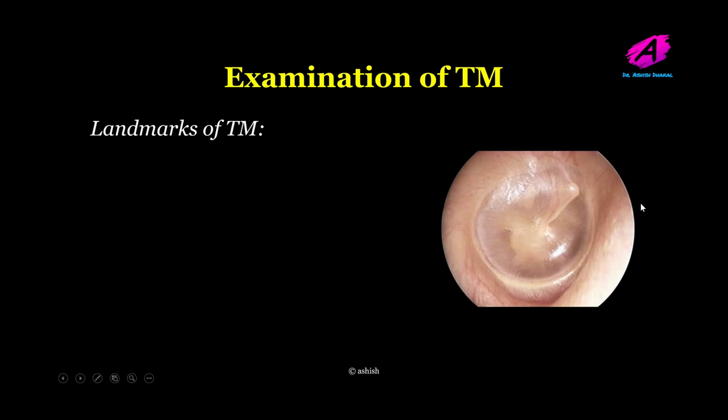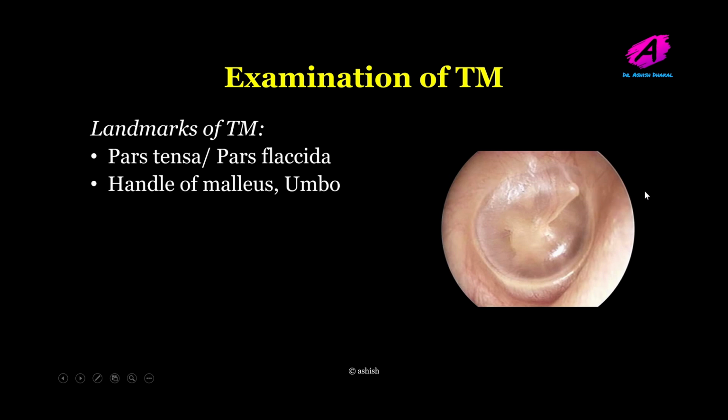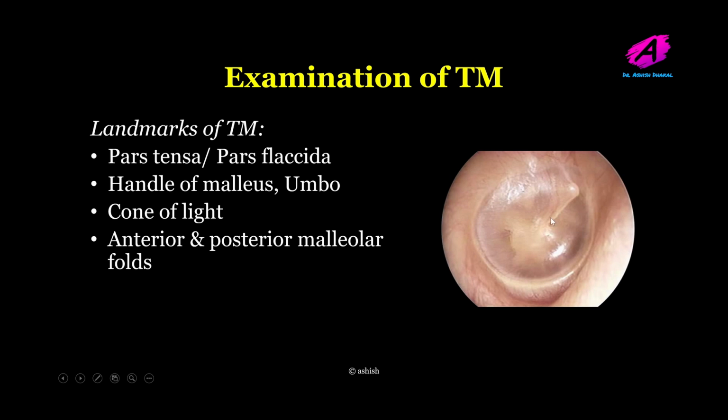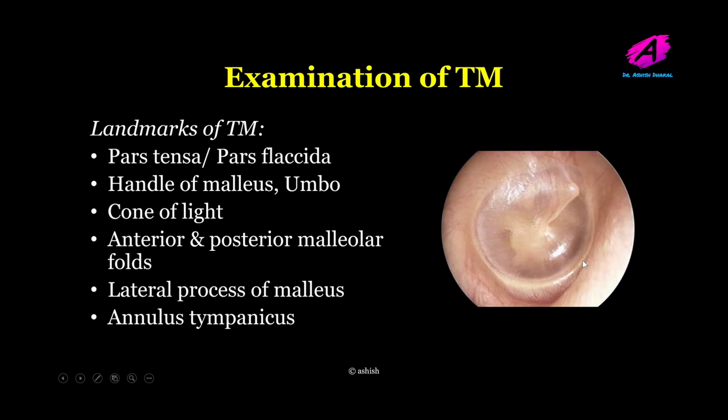While examining the tympanic membrane, you have to look for the landmarks of the tympanic membrane. There is the pars tensa and pars flaccida. Pars flaccida lies above the malleolar folds. There is the handle of malleus and umbo. There is the cone of light in the anterior-inferior quadrant. Anterior and posterior malleolar folds. Lateral process of malleus. Annulus tympanicus. So these are the normal landmarks of the tympanic membrane.